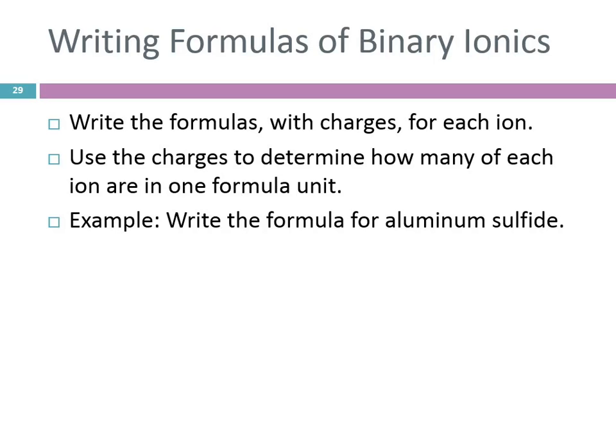Aluminum ion. Well, aluminum is Al, and there's no Roman numeral. That means I should be able to figure it out from the periodic table. Aluminum is in group 3A. It has a 3+ charge. Sulfide. Well, that's from sulfur. We look at the periodic table. We start at argon and count backwards. -1, -2. Sulfide has a -2 charge.